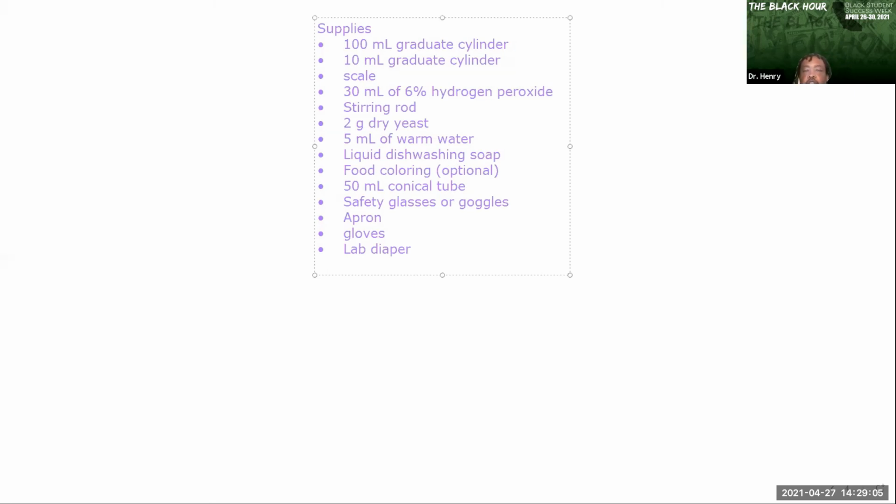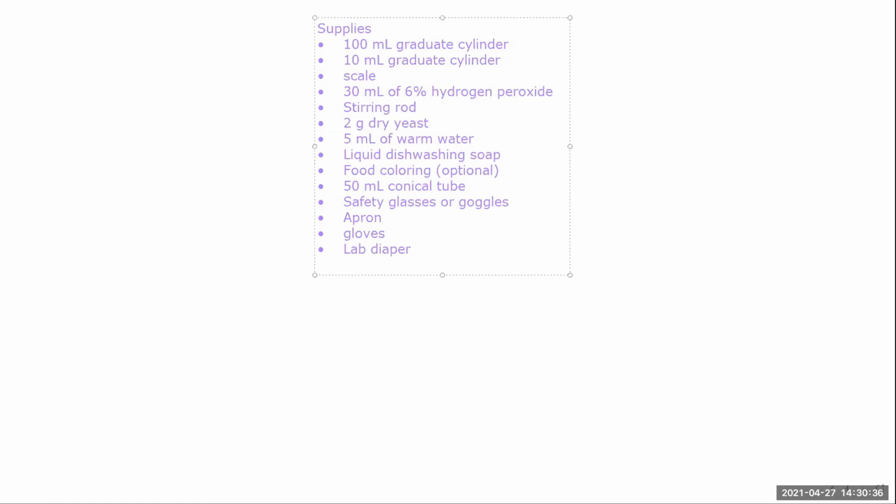So you guys are going to be using 2 grams of dried yeast. That is a little bit more than a fourth of a teaspoon, because a teaspoon is 1.55 grams. I'll make the adjustment real quick and put it up so you guys will be able to see it. Dr. Henry, just to make sure, you'll be here for the evening lab, right? Yep.